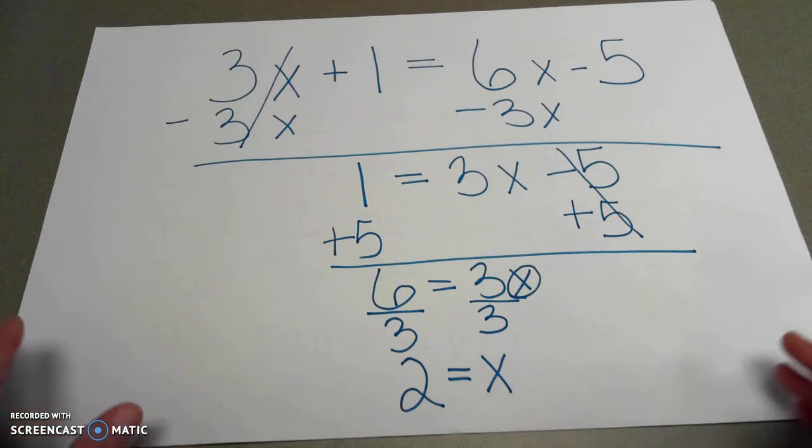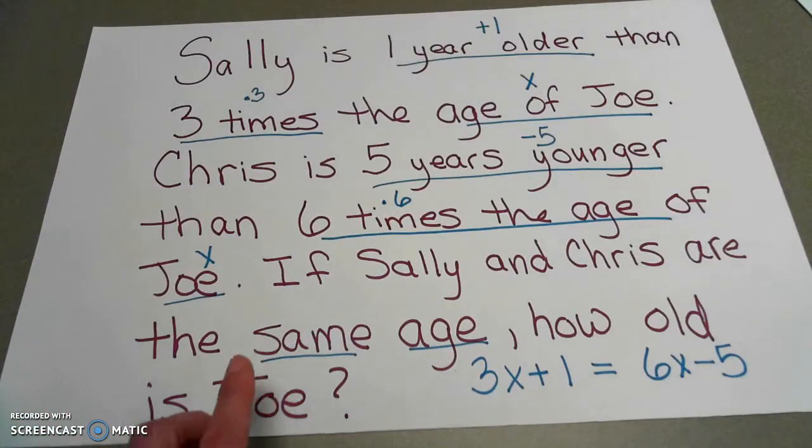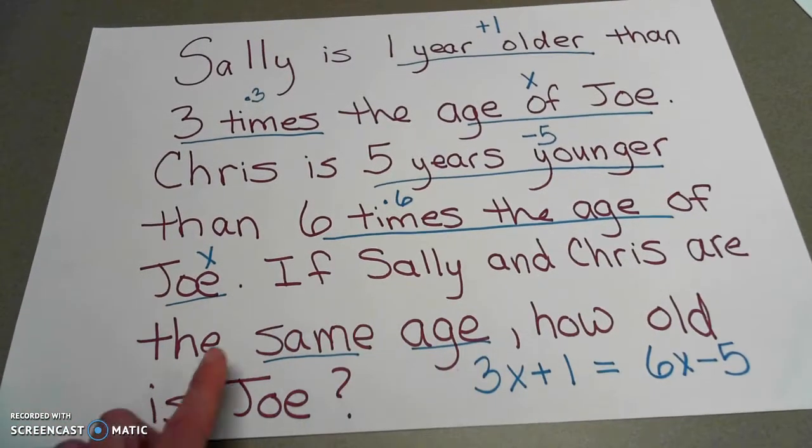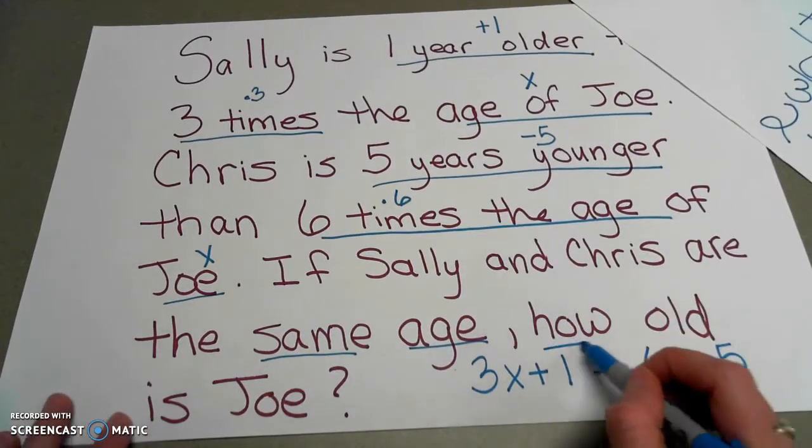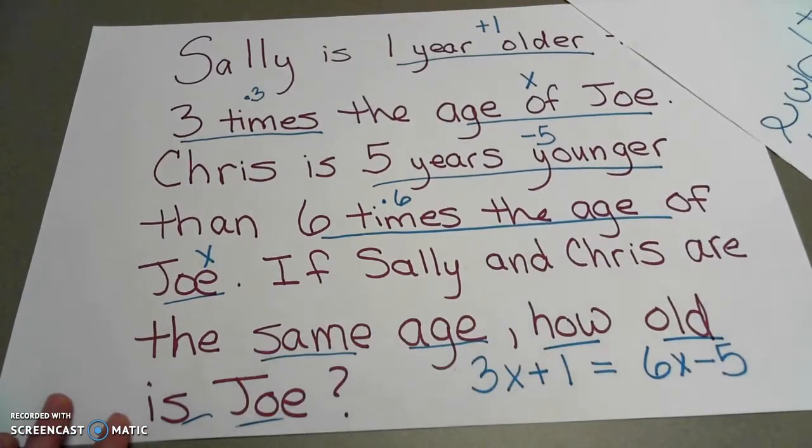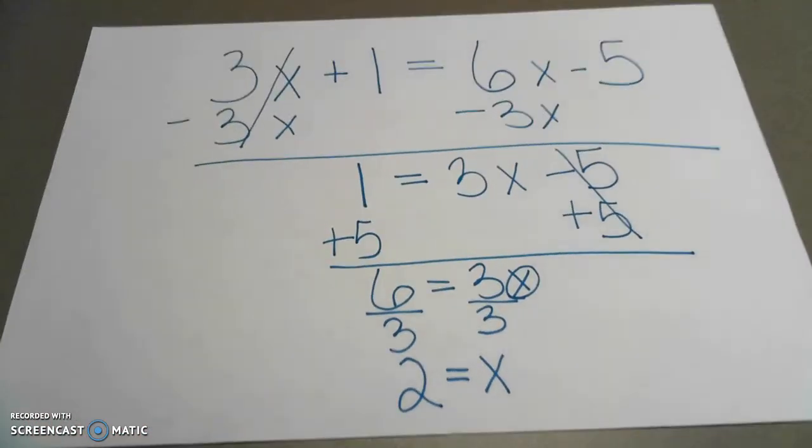So therefore, if we look back at our question, what did we answer? If Sally and Chris are the same age, how old is Joe? Well, Joe would be 2 years old.